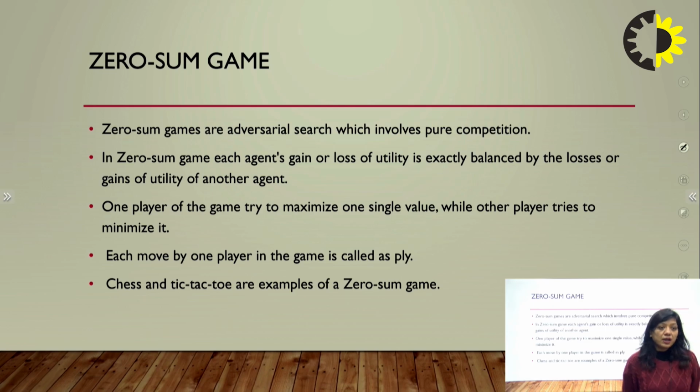Now we have another example, the zero-sum game. Zero-sum games come under the category of adversarial search, which involves pure competition. In a zero-sum game, each agent's gain or loss of utility is exactly balanced by the losses or gains of utility of another agent. So one player of the game tries to maximize one single value while the other player tries to minimize it, and each move by one player in the game is called a ply. Chess and tic-tac-toe are perfect examples of zero-sum games.